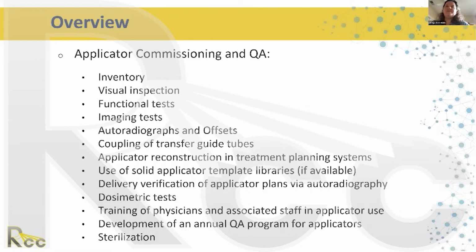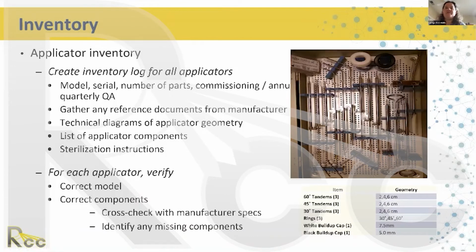Next slide, please. So, inventory. I have an Excel spreadsheet for all of our applicators that has the model, the serial number, the number of parts, when I commissioned it, and the dates for my annual or quarterly QA. In the directory where that spreadsheet is located, I also put any reference documents that the manufacturer gives me for that applicator, the instructions for use and the sterilization instructions. And these contain technical diagrams of the applicator geometry.